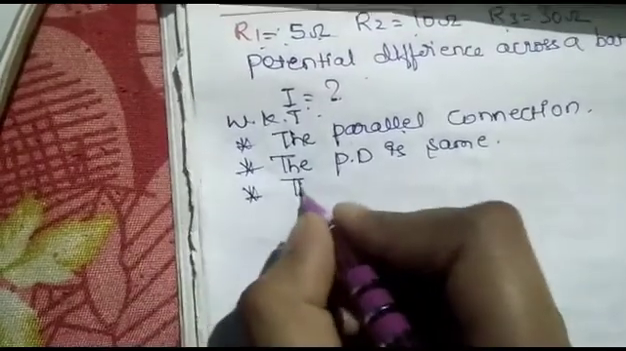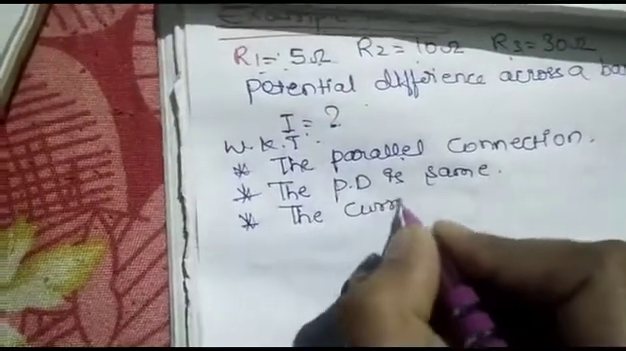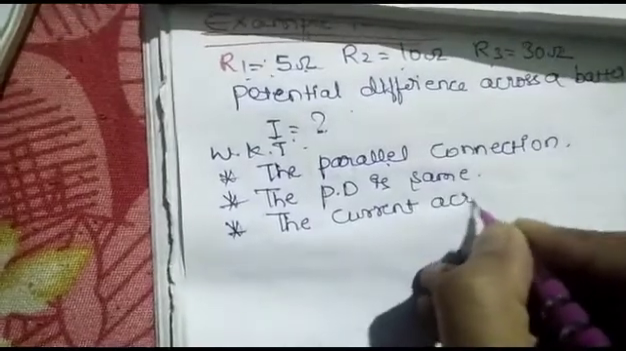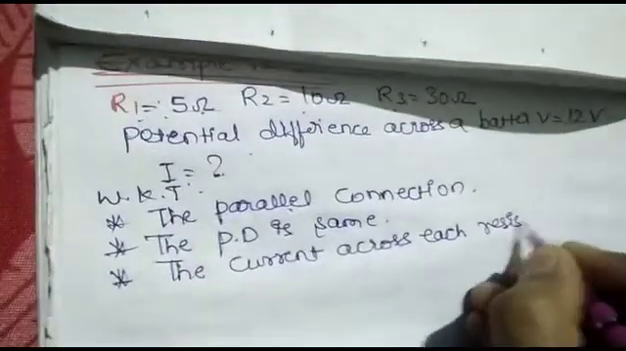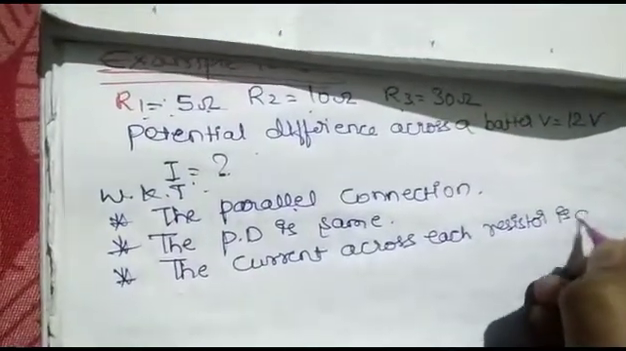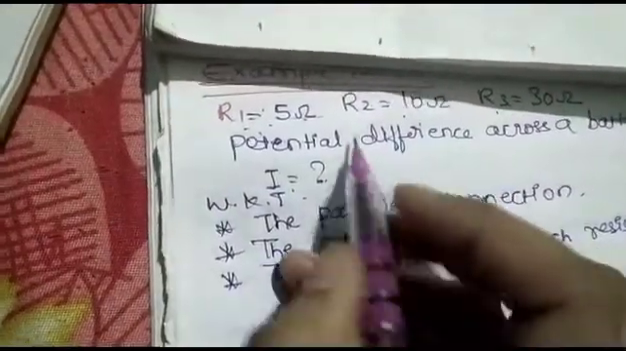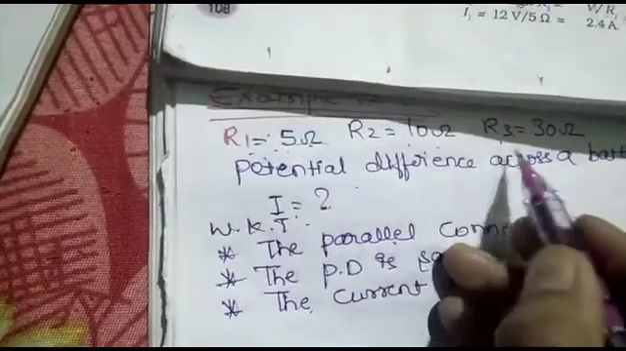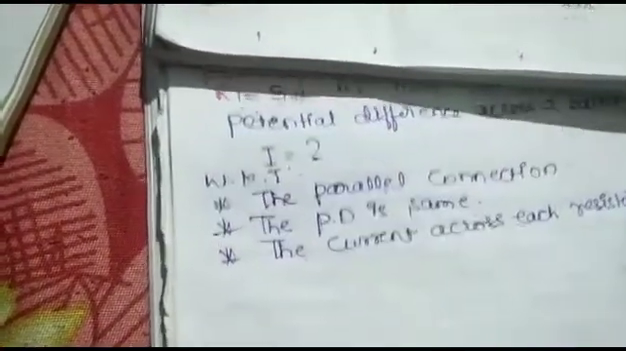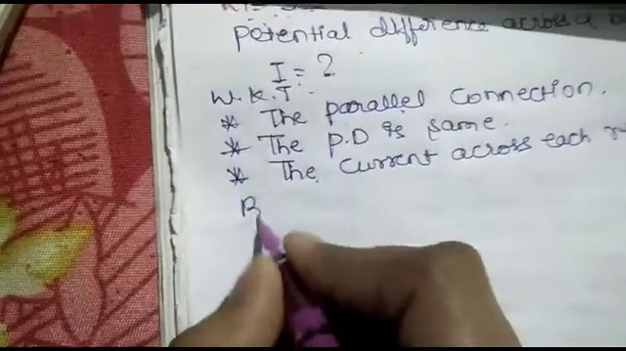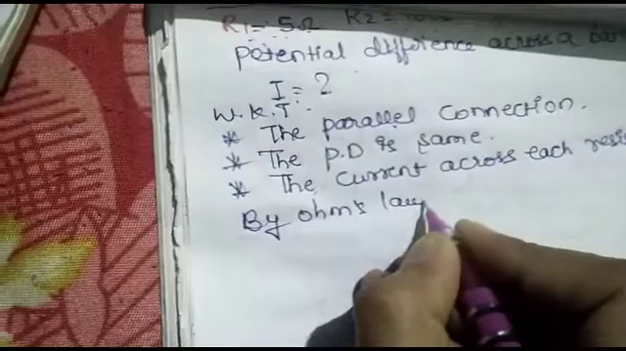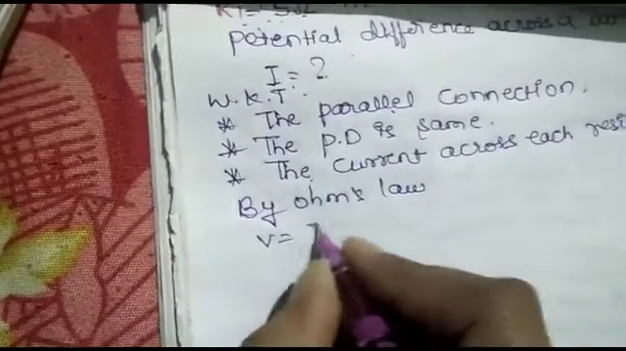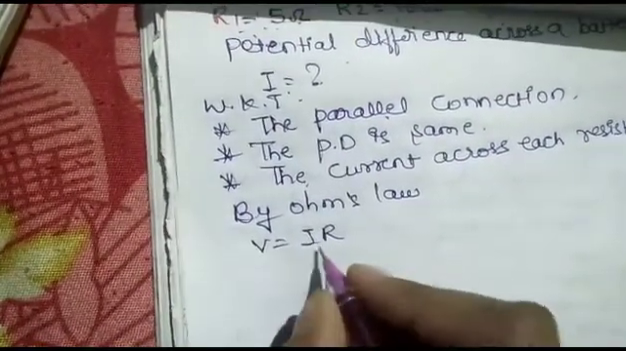The current across each resistor is different, based on the resistance, that is 5 ohm, 10 ohm and 30 ohm. By Ohm's law, we know the formula. What is the formula of Ohm's law? As we know, V equal IR. So you know what is meant by V equal IR.